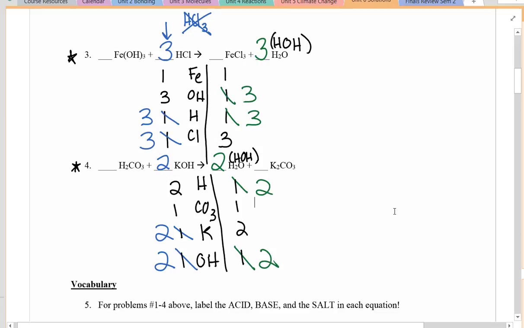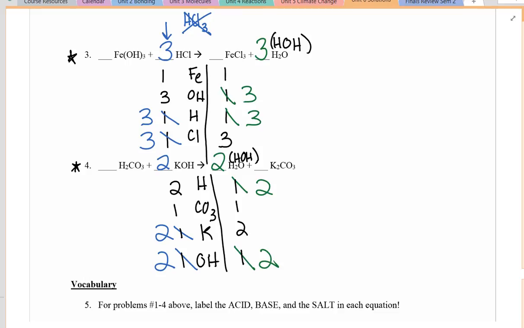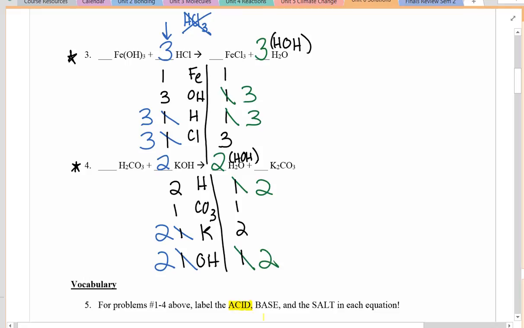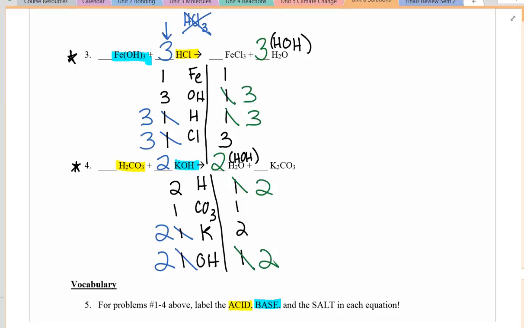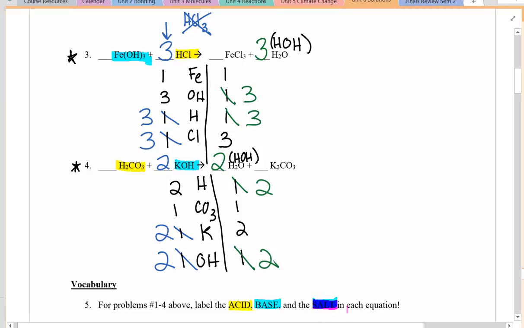Vocabulary: acid, base, and salt. Let's go through, let's highlight my acids in yellow. So my acids are the ones that start with hydrogen. Those are my hydrogen givers. My bases are the ones that can contribute hydroxides, and my salts, whoops, let me change color there. My salts are the things that are made which are not water.